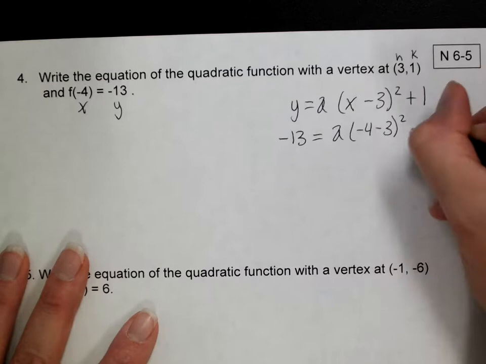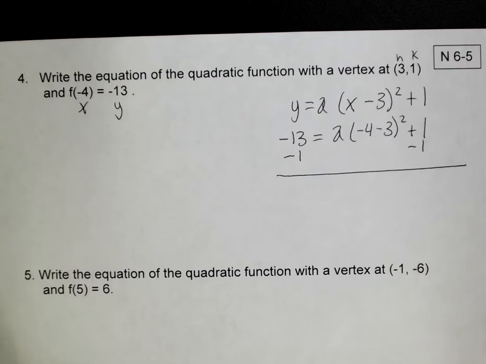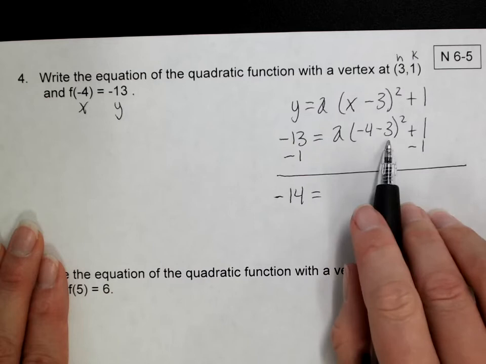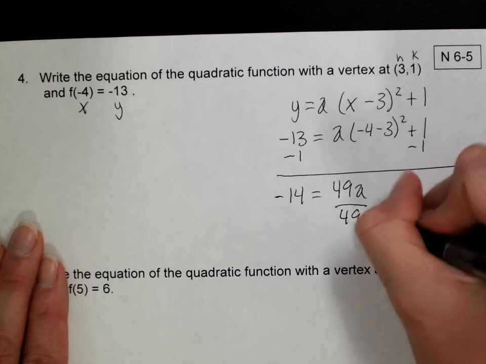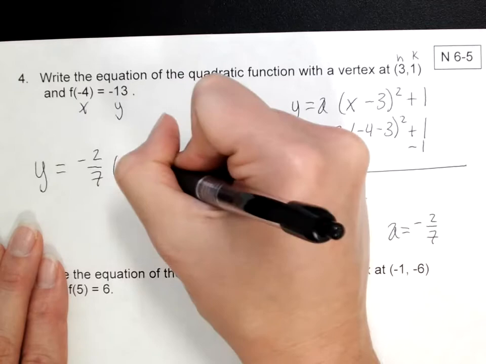What is step one going to be? Subtract the 1 to the other side. That's a little different from the last equation. I've seen it a million times: people don't do this. You have to subtract the 1 to the other side first before you try to finish solving for a. Now, that's just going to be 7, and 7 squared is 49a. Now you can divide, and when I reduce that, it's negative 2/7. So my equation is y equals negative 2/7 of x minus 3 squared plus 1.